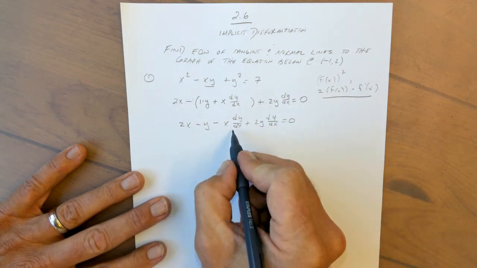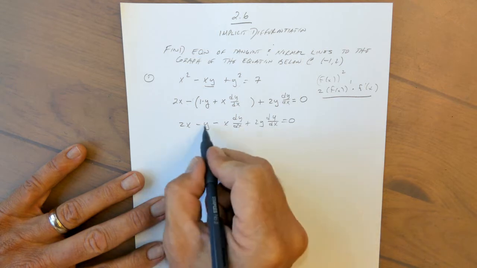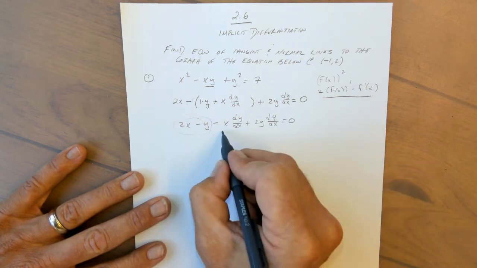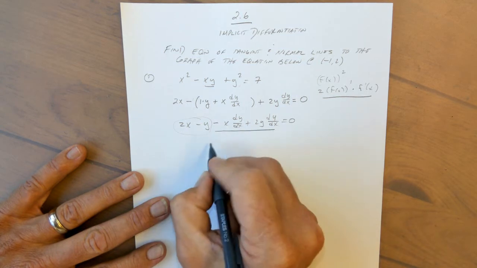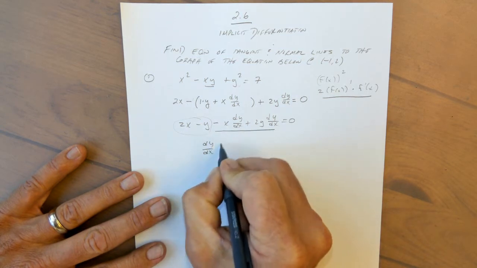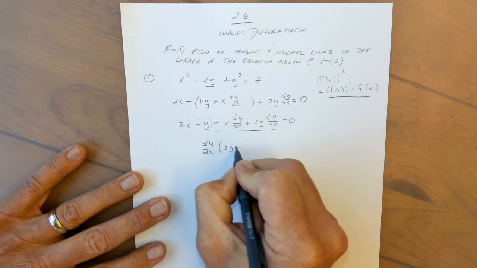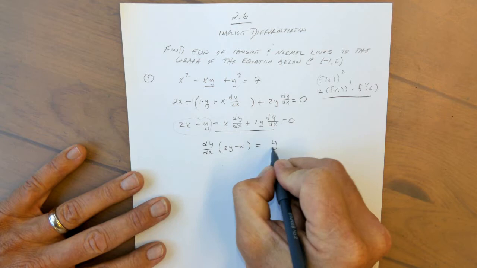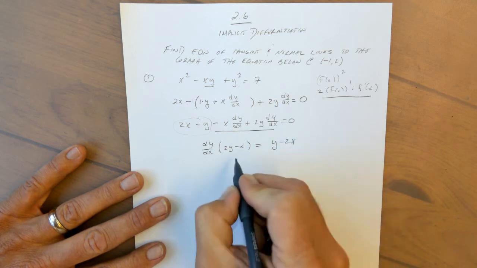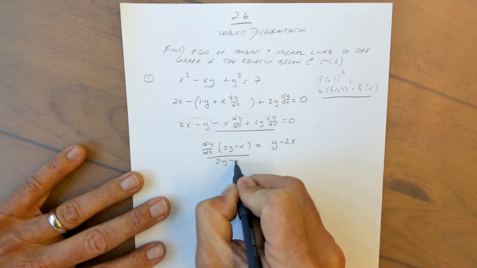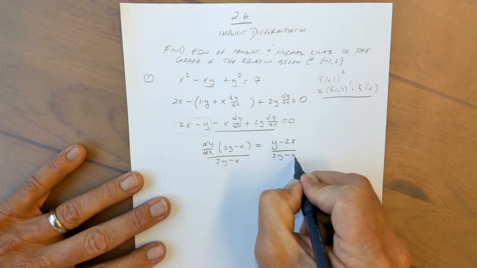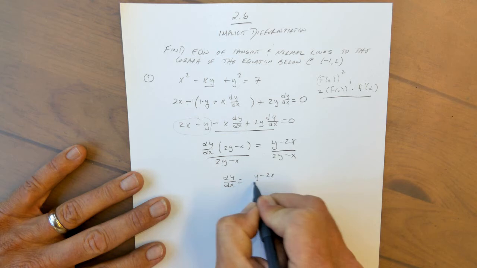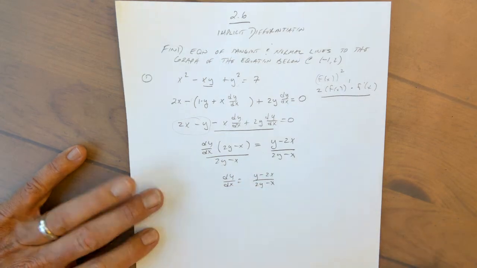We have our dy/dx's. I'm going to move these two terms to the other side of the equation. And from these two terms, I'm going to factor out a dy/dx. And we're left with 2y minus x. And then when we add and subtract the other terms, we end up with y minus 2x. Divide both sides by 2y minus x. And so there is our derivative.